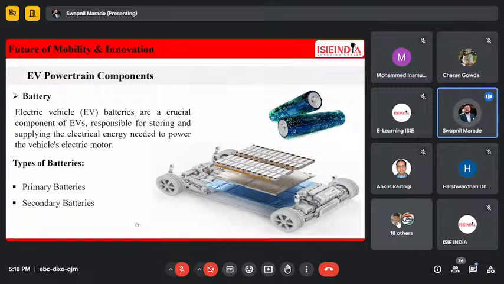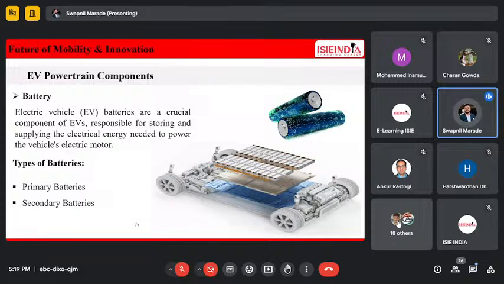There are two types of batteries: the primary battery and the secondary battery. A primary battery is a non-rechargeable battery, which we cannot recharge again and again, right? And the secondary battery comes under rechargeable batteries, so we can recharge it again and again. And electric vehicles use secondary batteries.